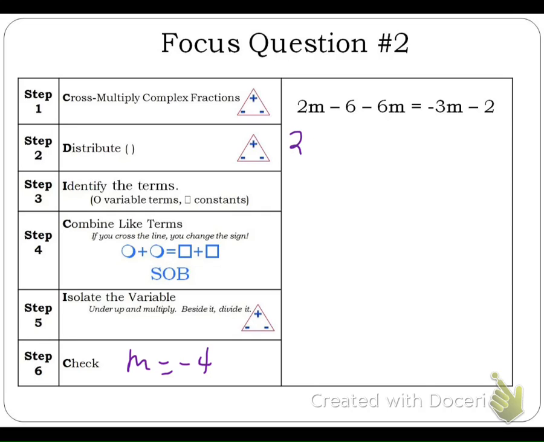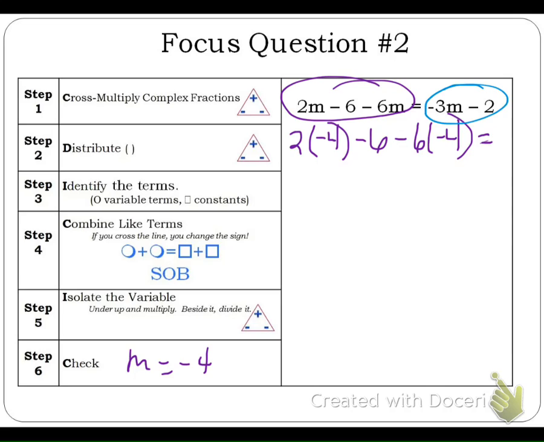So I have 2 times m, which is negative 4, minus 6 times m, which is negative 4, is equal to... I tell you what, because I have such little room, I'm going to do just the left-hand side of the equation in purple, and I will do just the right-hand side of the equation in blue, and then we'll check to see if they're the same number. So I'm just going to simplify just the left-hand side of the equation.